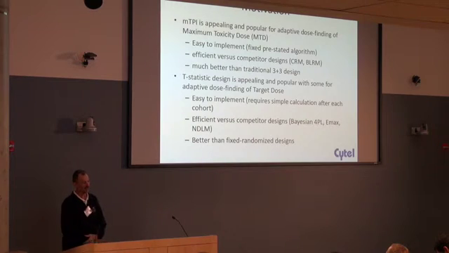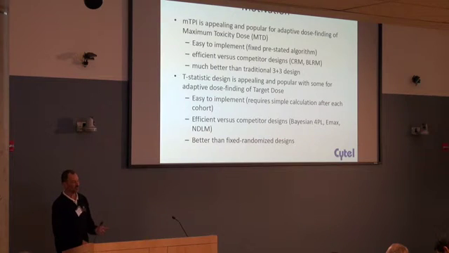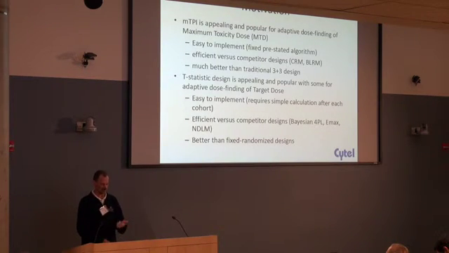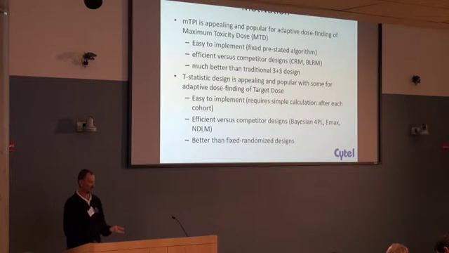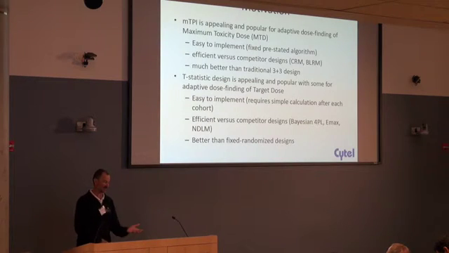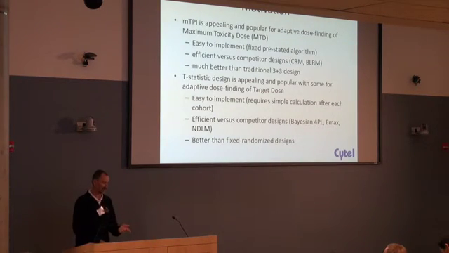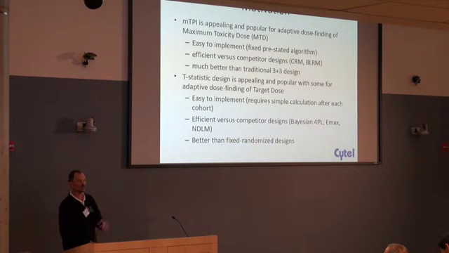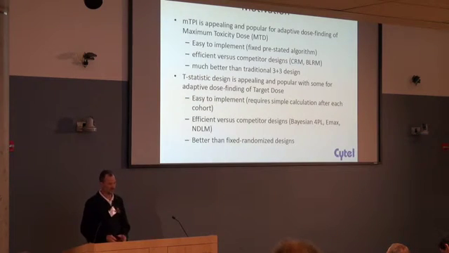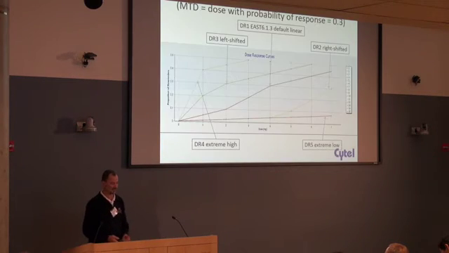So that's the motivation. mTPI is appealing and popular because it's easy to implement, it's efficient versus those other 2 designs which you'll see, and is much better than 3+3. The T-statistic design is appealing and popular for the same reasons. It's easy to implement, it's efficient versus Bayesian 4-parameter logistic Emax model and NDLM. That doesn't mean it's better, it competes with them. And it's obviously better than fixed randomized designs. So the aim was to compare T-statistic design to the other designs.